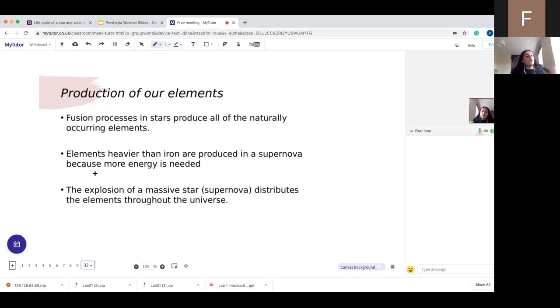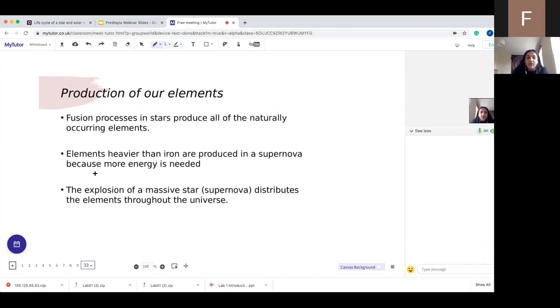Okay, so fusion processes in stars produce these elements. So they're the byproducts of these fusion processes. So we have in a lot of stars hydrogen fusing to create helium, and that creates kind of byproducts in the process of doing so and creates all of our naturally occurring elements.